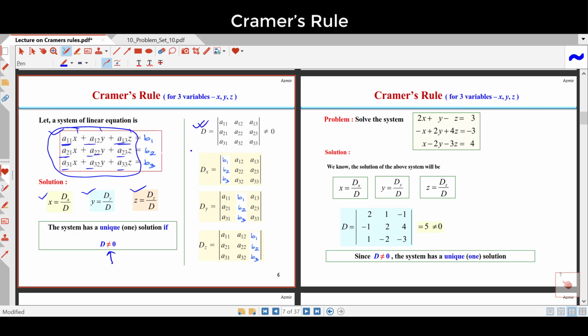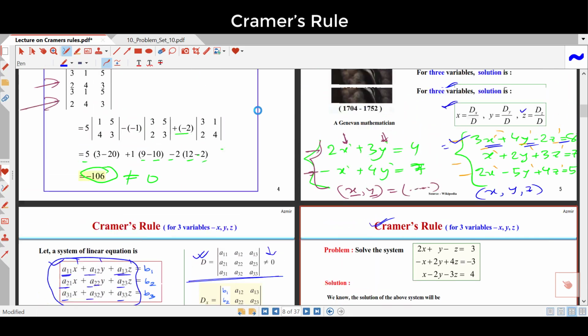So for a coefficient matrix we can also find its determinant. Have a look, here is the determinant. Determinant of the coefficient matrix is a11, a12, a13, a21, a22, a23, a31, a32, a33. So you have to check at first, before applying Cramer's rule, that whether the determinant of this coefficient matrix is 0 or non-zero. If it is non-zero, then only you can apply Cramer's rule, otherwise not. Okay, so that is the limitation of Cramer's rule. Cramer's rule is only applicable for one solution.